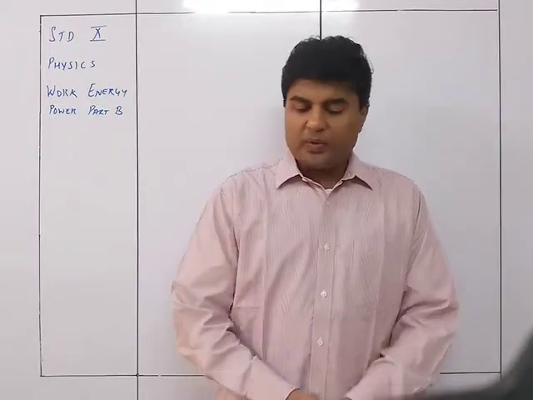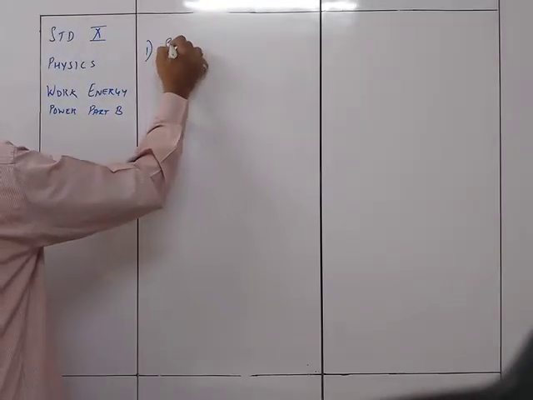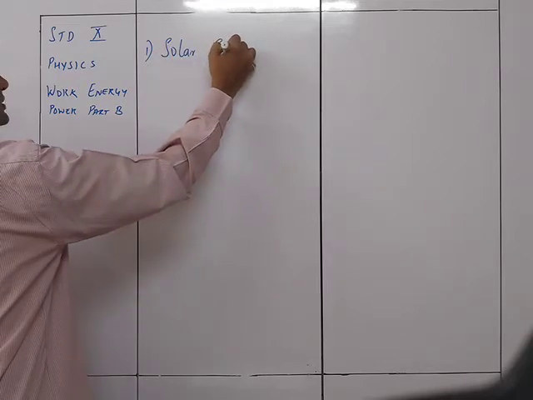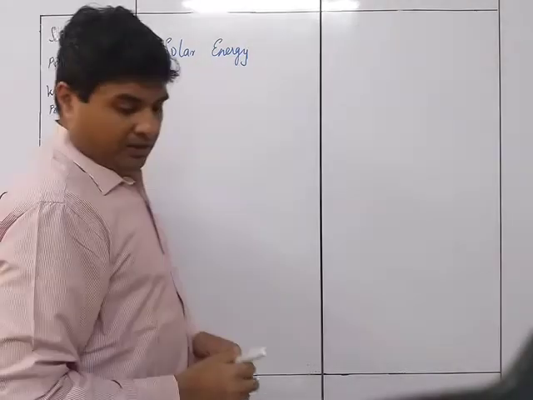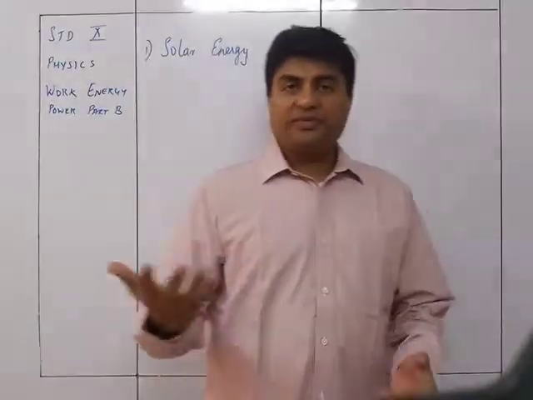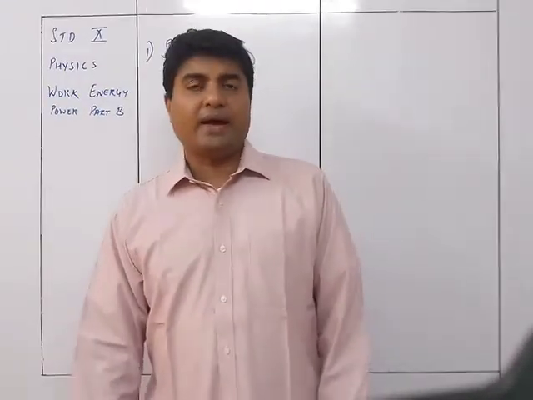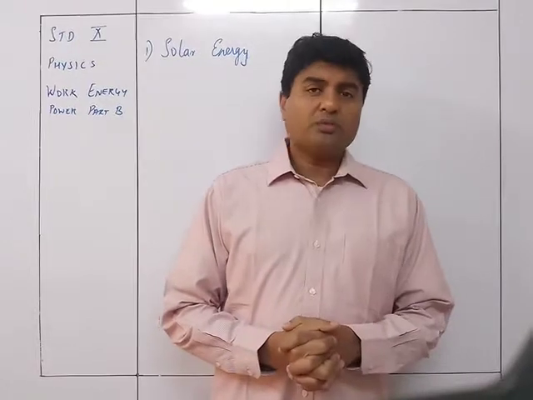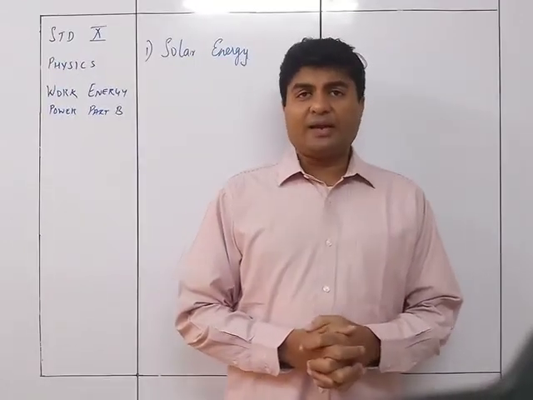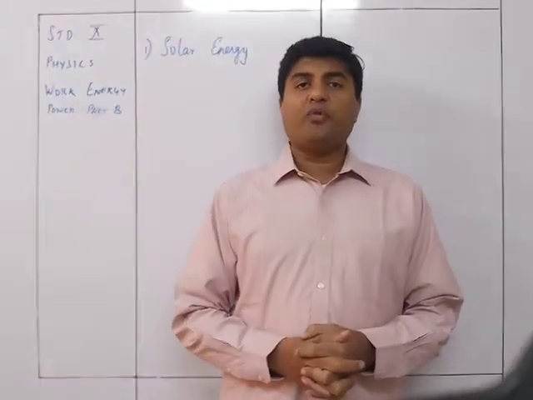The first thing we see is solar energy. The first one is solar energy. Now this is the energy from the sun. The energy radiated out by the sun is called solar energy. Now solar energy, we cannot use it directly. Unfortunately, we are not able to use it directly as a form of energy.